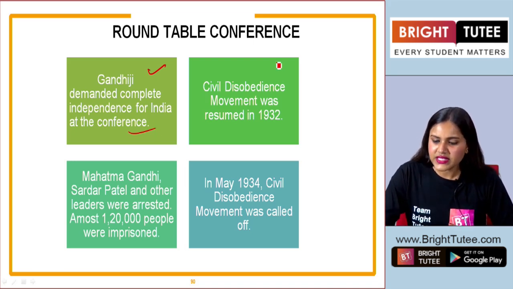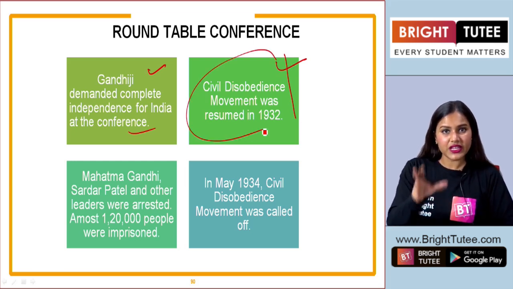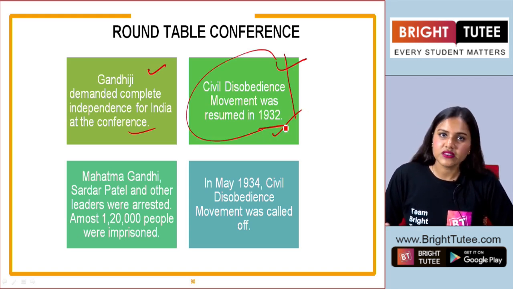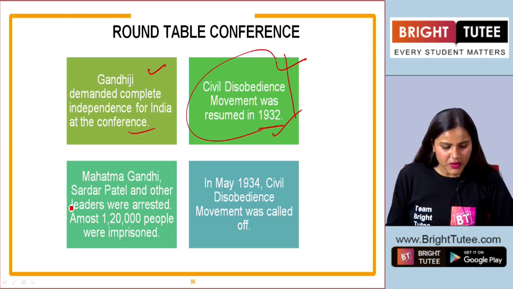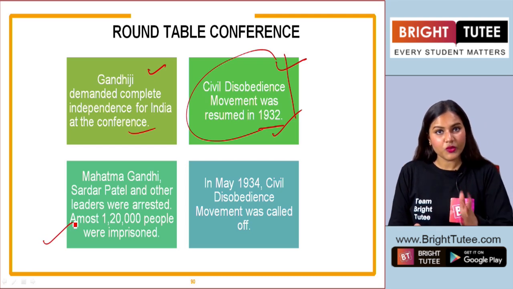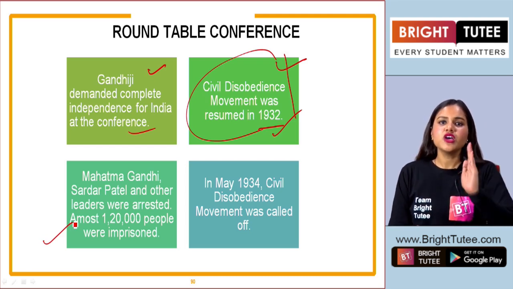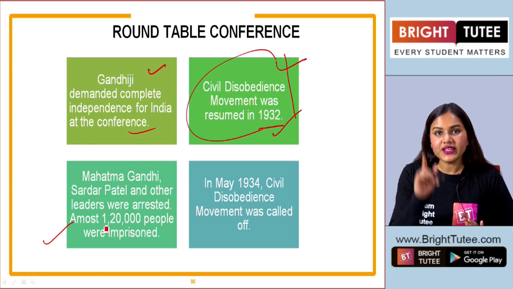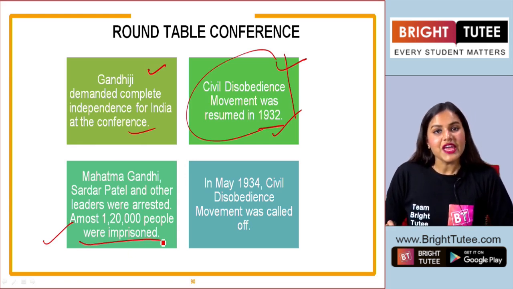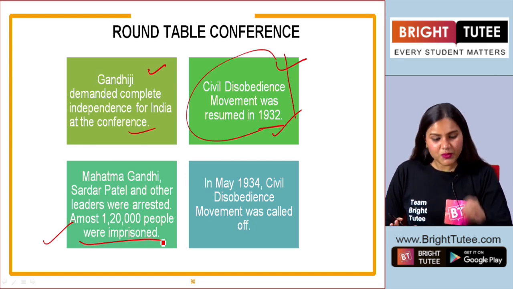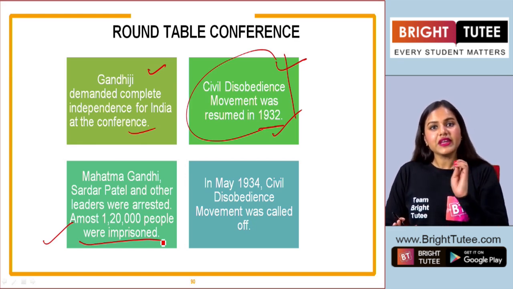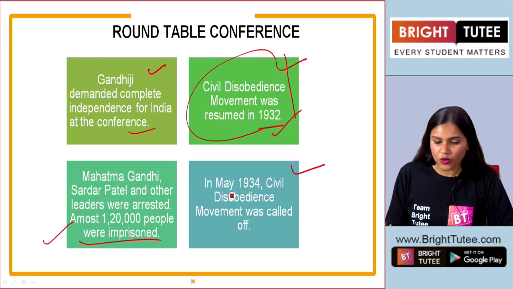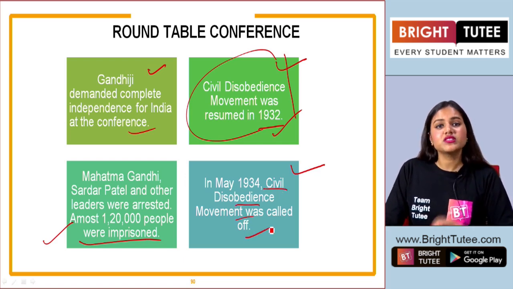Now here we see that the civil disobedience movement that was stopped in 1931 resumed or revived again in 1932. Mahatma Gandhi, Sardar Patel and other leaders were arrested. In the wake of this, all the important leaders who had resumed the civil disobedience movement were arrested. Almost 1,20,000 people were imprisoned. Imagine the number here, students. Over lakhs of people were imprisoned and kept in jail. It was finally in May 1934 that the civil disobedience movement was called off.